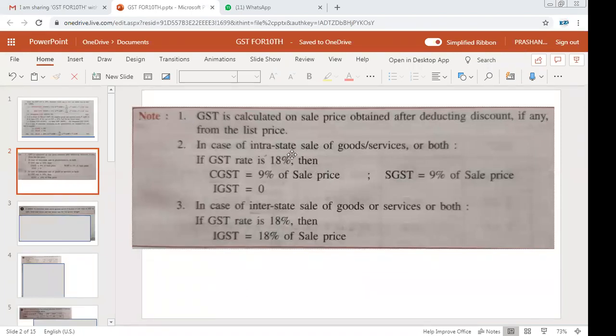Number 2, in case of an intrastate sale, suppose GST is 18%, then CGST would always be half, like 9% for CGST and the remaining 9% for SGST, and IGST in that case becomes straight 0. You do not have to write any reason for that. And point number 3 you have to remember: in case of interstate sales of goods or any service, if the GST is 18%, then directly it will go as IGST 18% of that entire sale. I hope you have understood everything till here.